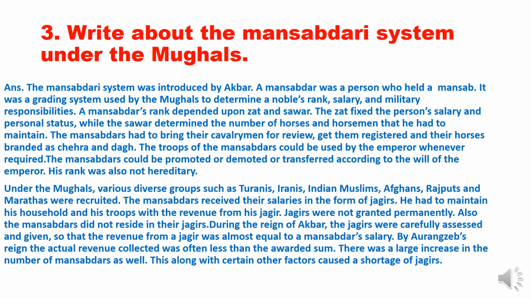The Mansabdars received their salaries in the form of jagirs. He had to maintain his household and his troops with the revenue from his jagir. Jagirs were not granted permanently. Also, the Mansabdars did not reside in their jagirs. During the reign of Akbar, the jagirs were carefully assessed and given so that the revenue from a jagir was almost equal to a Mansabdar's salary. By Aurangzeb's reign, the actual revenue collected was often less than the awarded sum. There was a large increase in the number of Mansabdars as well. This, along with certain other factors, caused a shortage of jagirs.